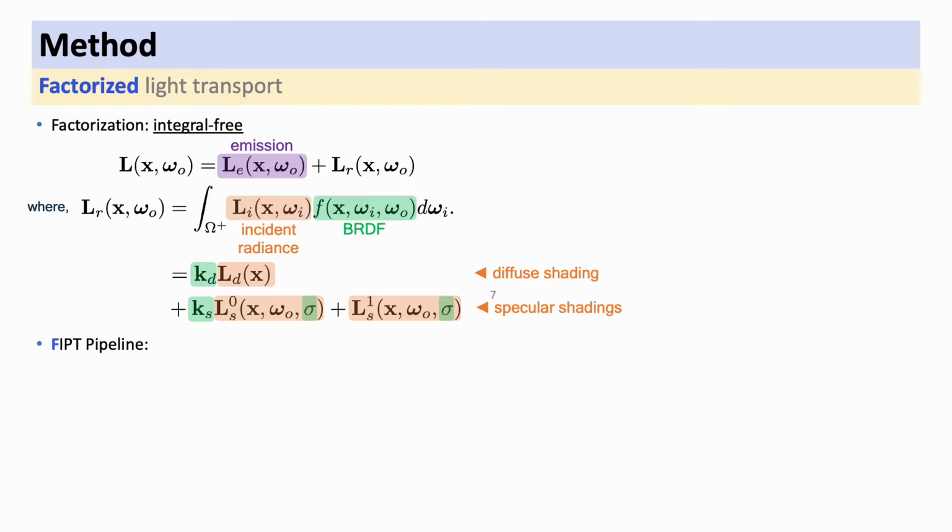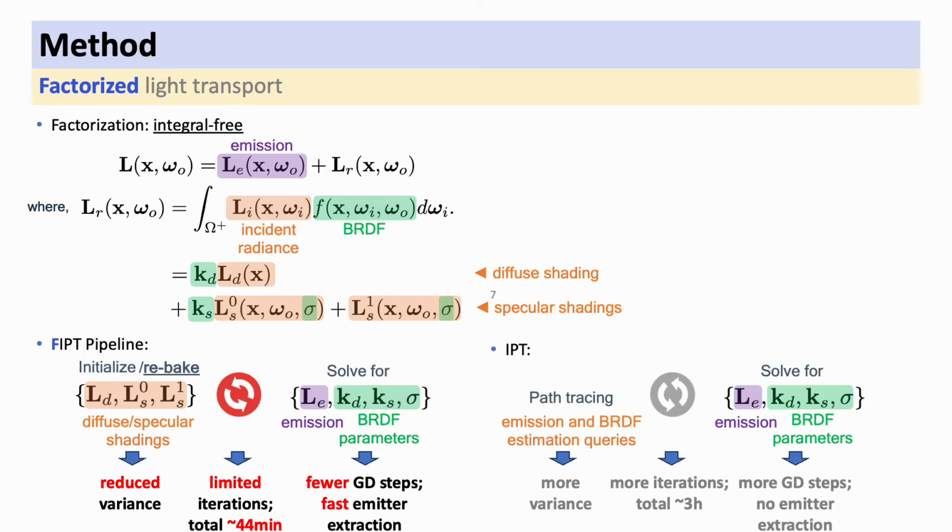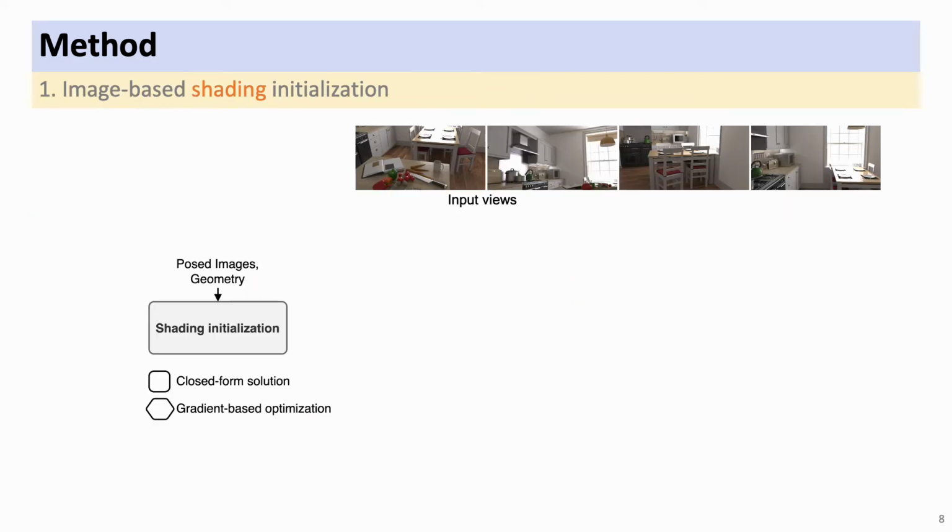Based on the factorization, we can efficiently pre-compute shadings offline. Then we fix the shadings and optimize emission and BRDF. After that, we can go back to rebake shadings based on updated material lighting and alternate until convergence in limited steps. Comparing to IPT, we converge much faster and observe reduced variance in estimations.